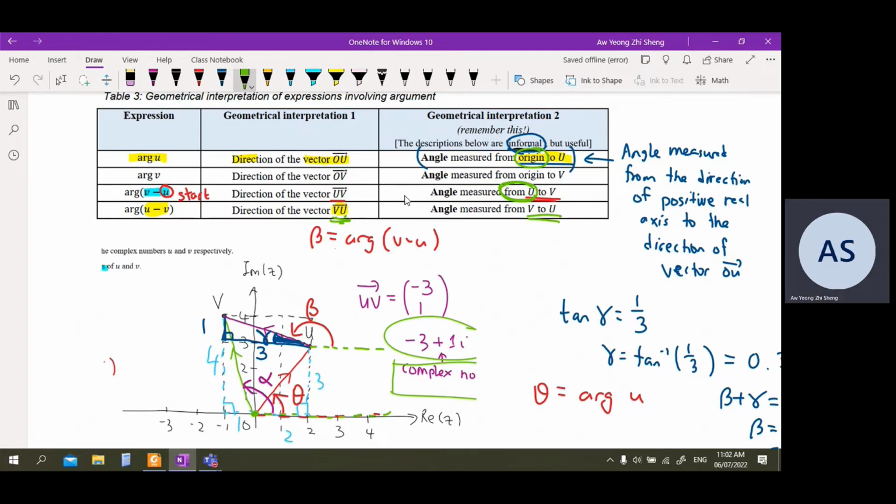So if you really want to find the argument of u minus v from your Argand diagram, you just need to draw a horizontal line towards the right, starting from the point v, and from that orange dotted line, you will measure the angle towards the vector vu. According to this diagram, you should expect to get a very small negative angle, because we are measuring the angle in the clockwise direction, therefore it's a negative angle.